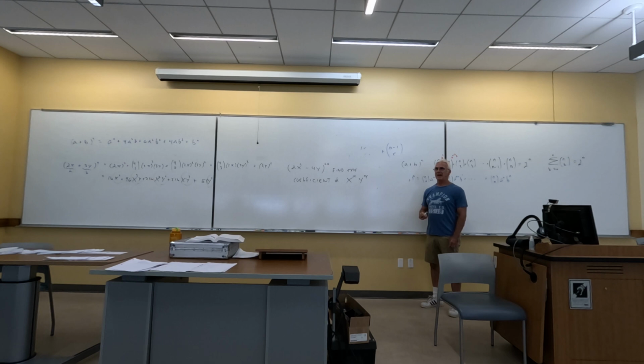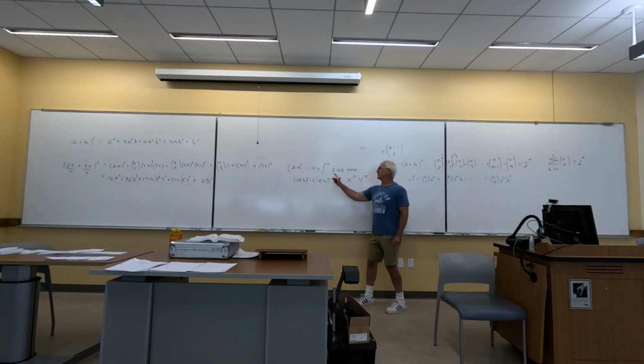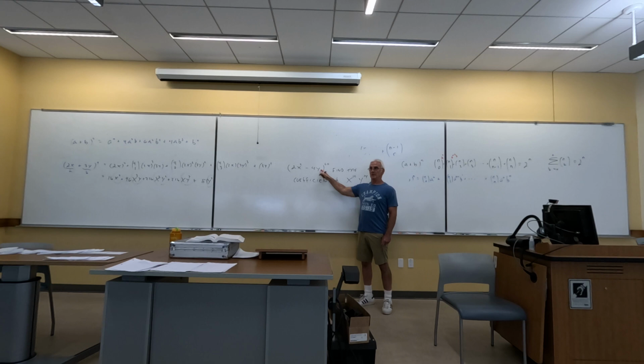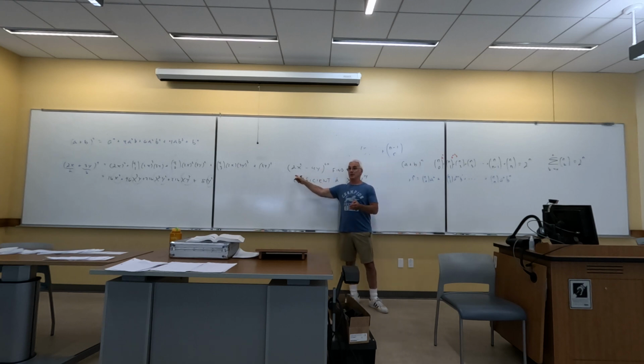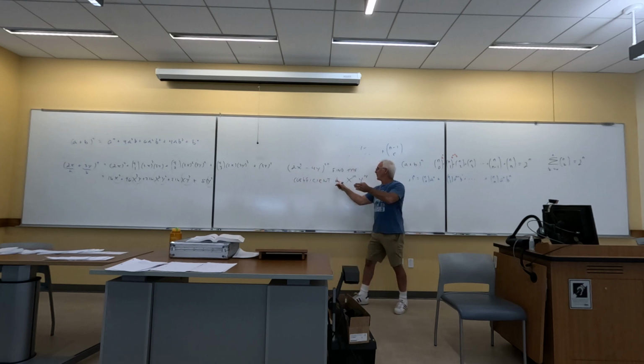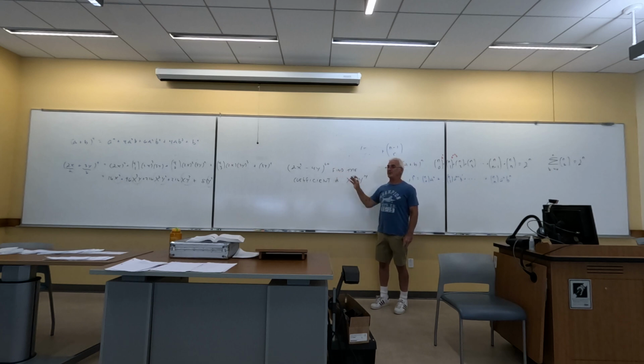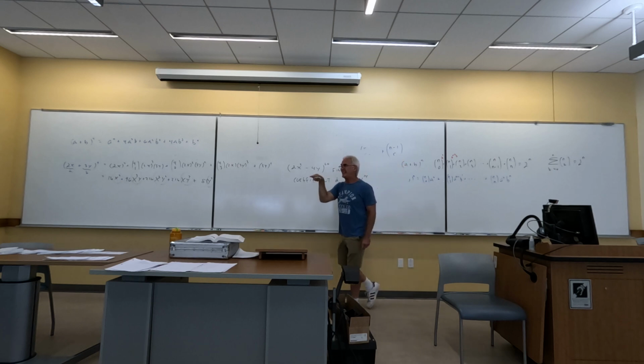Now, how did you come to that conclusion? The easiest way: 14 plus 6. If there's a y to the 14th, then the other term has to be to the 6th, because those have to add up to 20. I want to remind you, this is not a trick question, this is a tricky question.